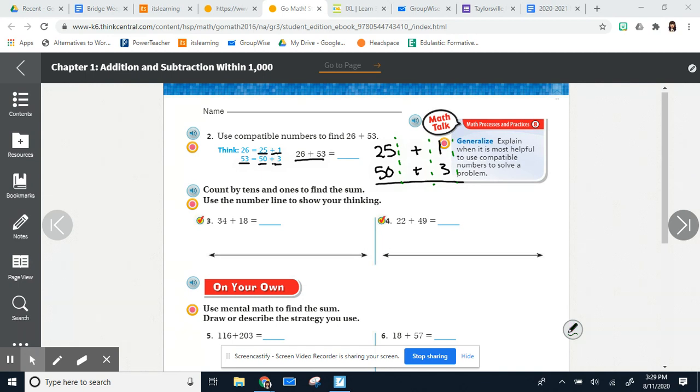Right? So I'm going to add 25 plus 50 first, and that will get me 75, a nice friendly number. Then 1 plus 3 is 4. Okay, and we end up with 79. And if you go back and check 26 plus 53, you should be able to still get 79. All right. Erase this and keep scrolling down.